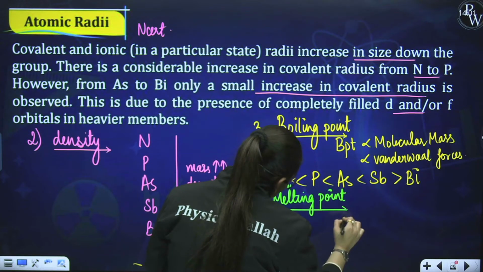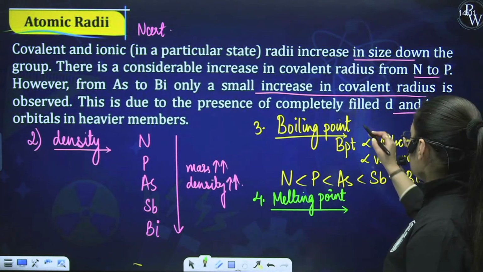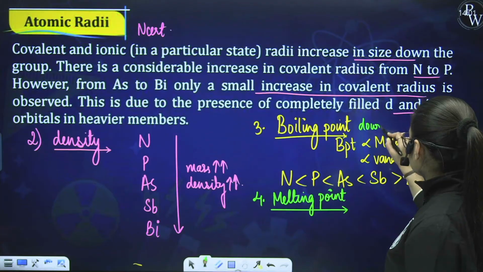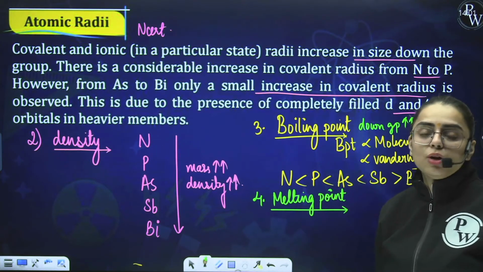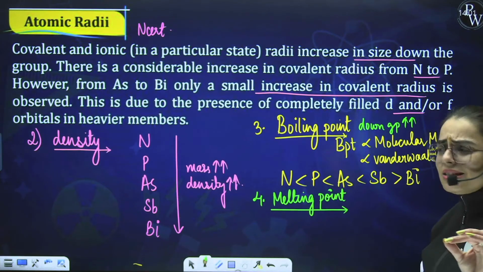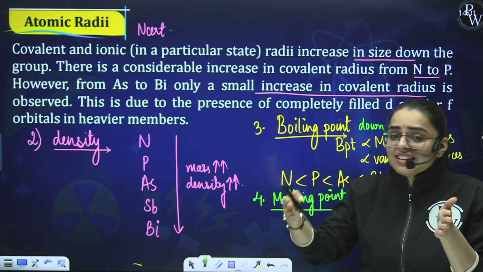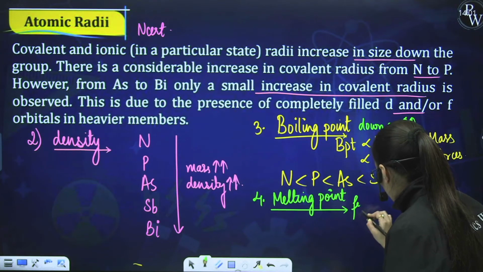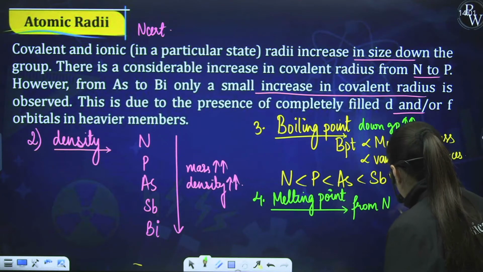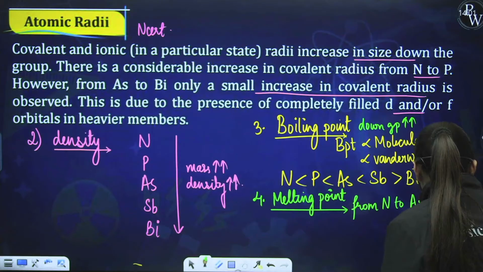If I talk about the melting point key concept, again, when you go down the group, melting point will also increase. Down the group, you can write it increases because the molecular mass increases and it is directly proportional. Now, when I talk about melting point, there is a different thing over here: from nitrogen till arsenic, it is increasing, then it will decrease. From nitrogen to arsenic, it will increase.